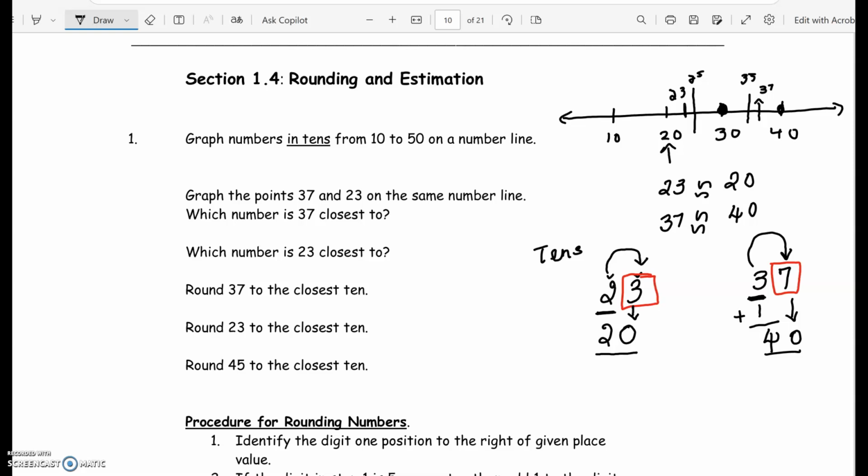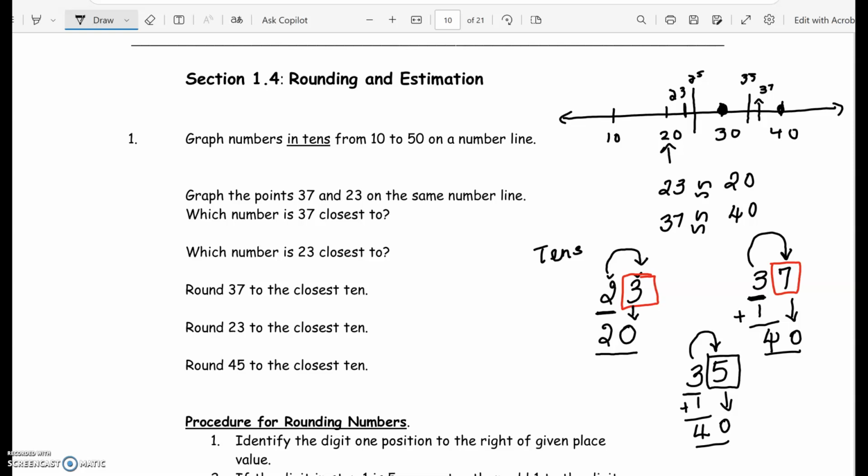Now what if we had a 35? And we want to round it to the tens place. First, identify the tens place. Look one place value to the right. That number is going to help us decide whether to round up or round down. So 5 and above, we round up, which means we have to add 1 to the tens place. The ones place becomes a 0. So we round up to a 40.